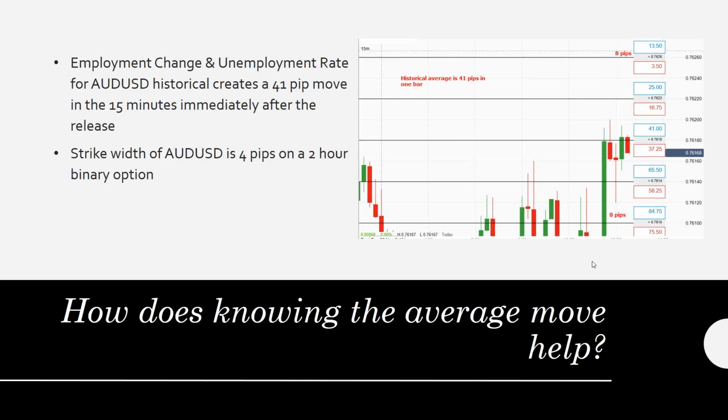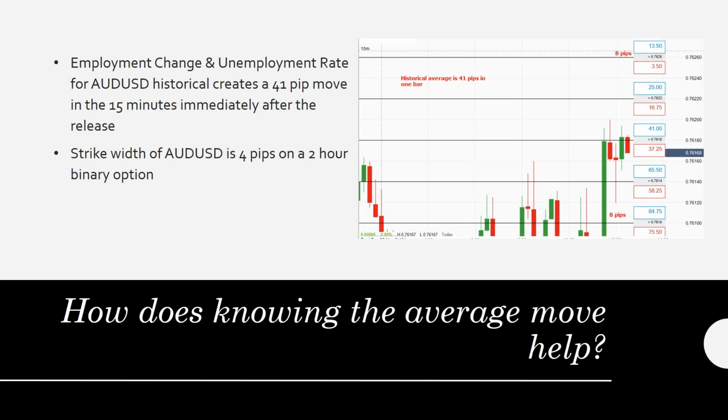Now, why does this matter? Well, I like to trade out-of-the-money binaries, and this allows me to say, okay, how far out of the money can I actually go? And some of this depends on your strike width, okay? A great example is this one on the Aussie dollar. I wanted you to visually see this. The employment change and the unemployment rate historically creates a 41 pip move, okay? And that's immediately after, within 15 minutes.